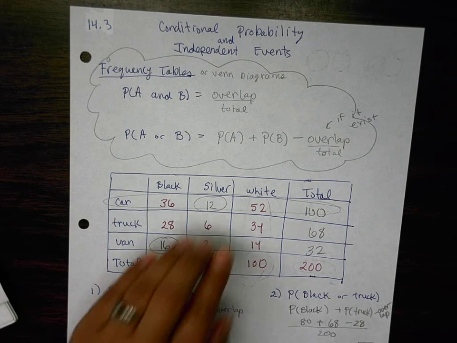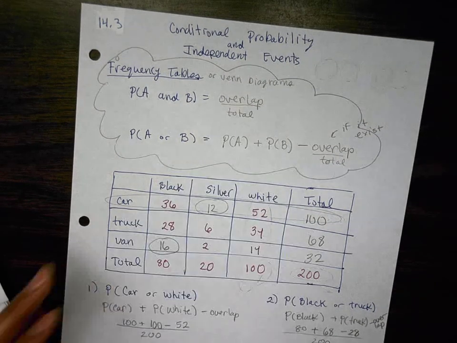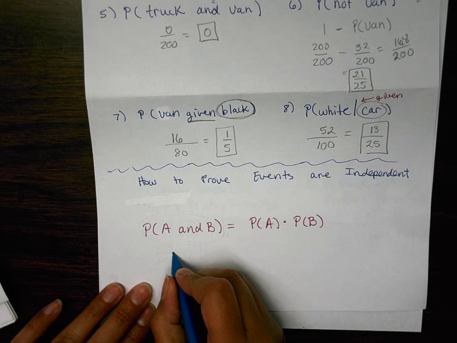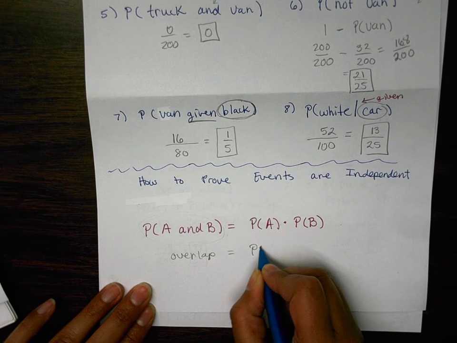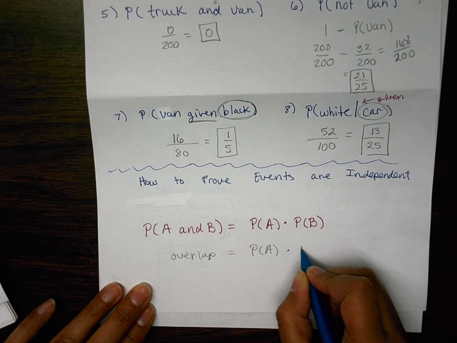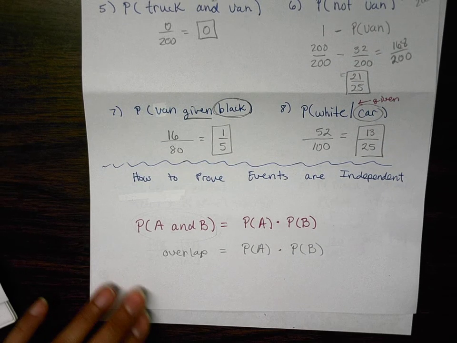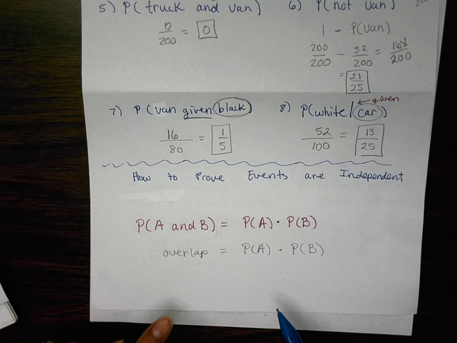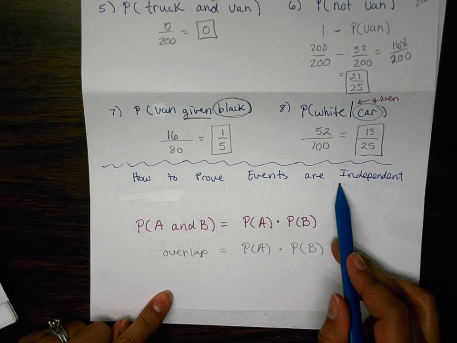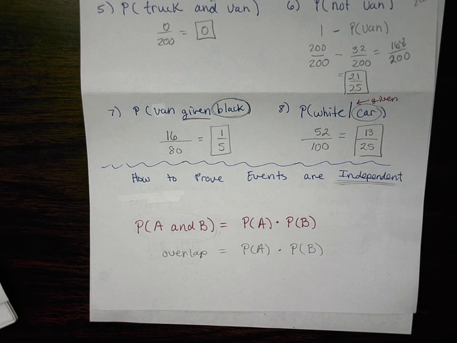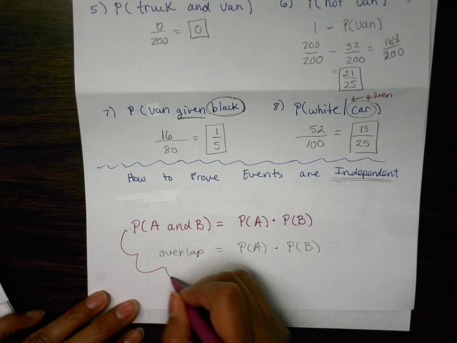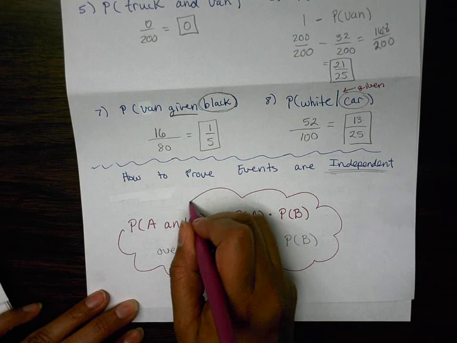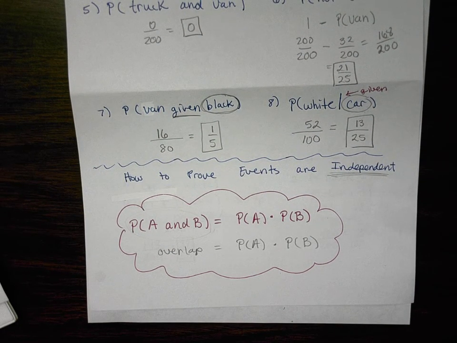Just the overlap. So if your overlap equals the product of A happening by itself times the probability of B happening by itself, if those two things are equal, we say they are what? They are independent. If they do not equal, they are not independent. Does that make sense? Okay, this we're going to work with today.